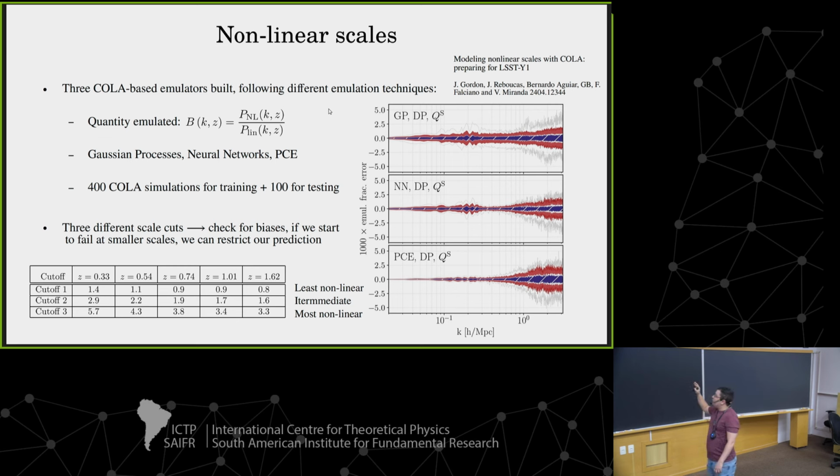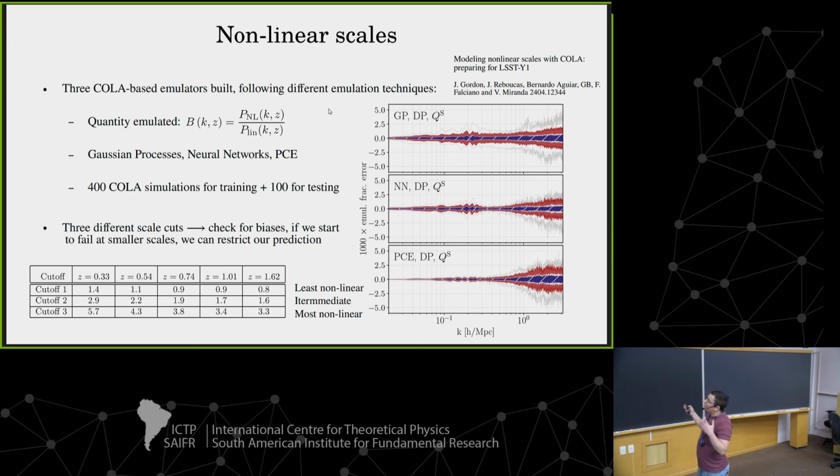We used 3 different prescriptions for our emulators: Gaussian processes, neural networks, and PCE. PCE is polynomial chaos expansion. This name is very weird, but it's precisely the same strategy that Euclid Emulator 2 used. We have here that all our emulators were in below 0.1% agreement.